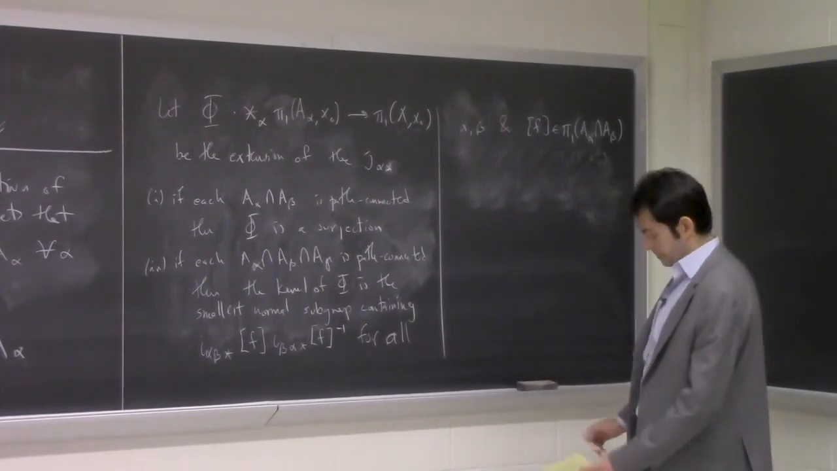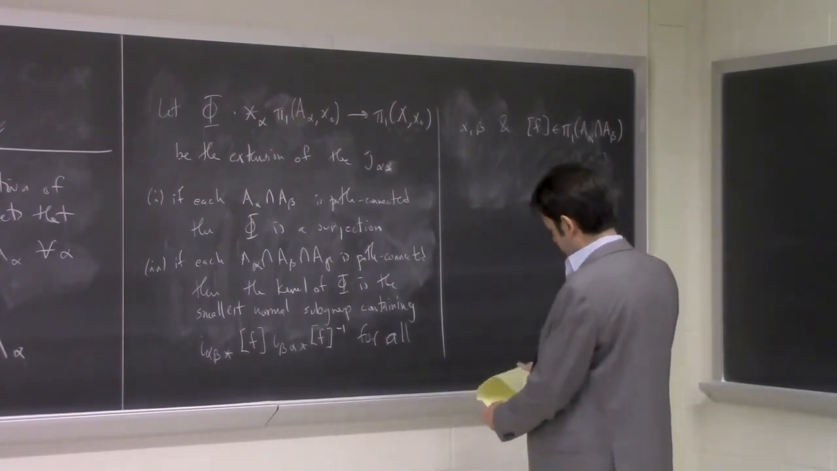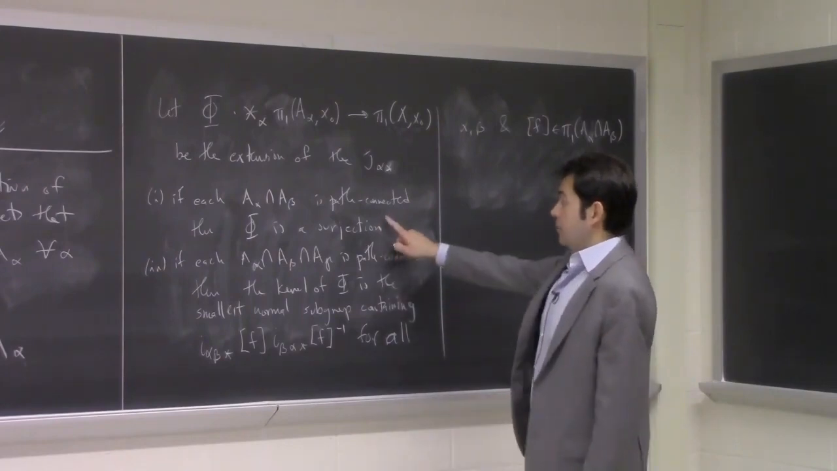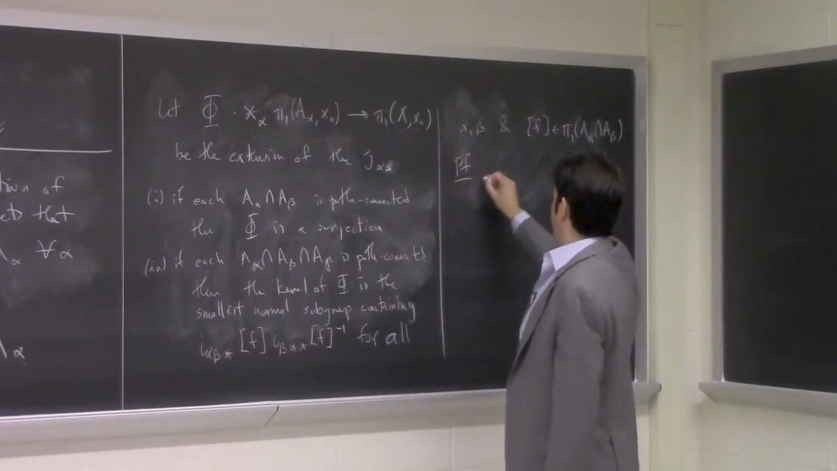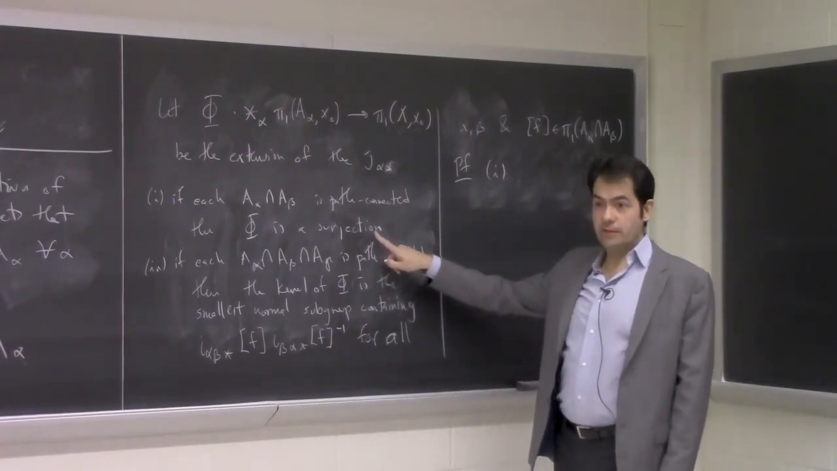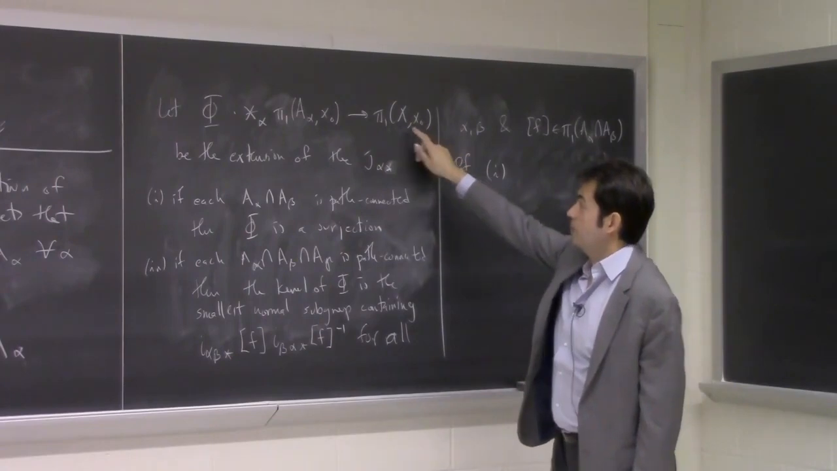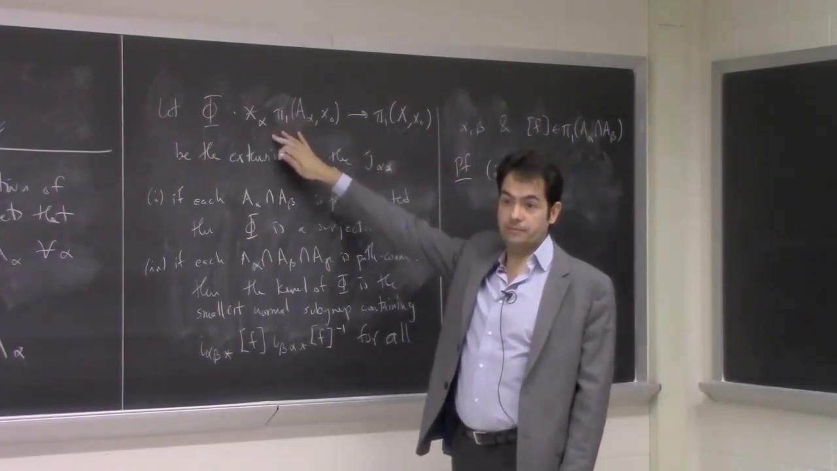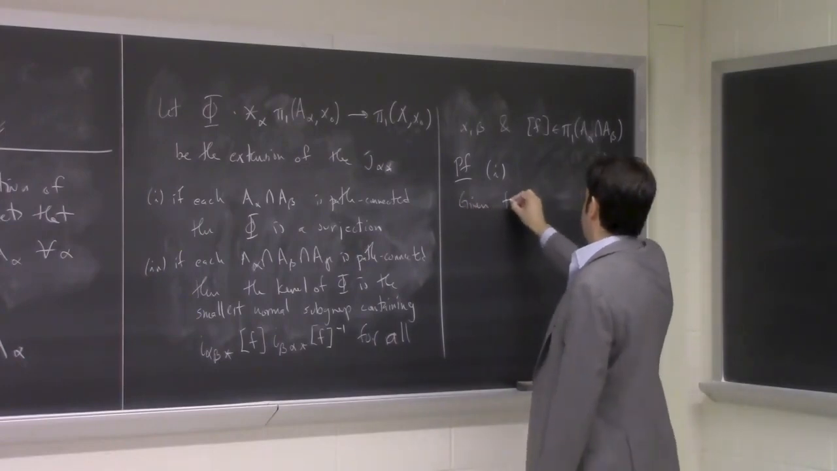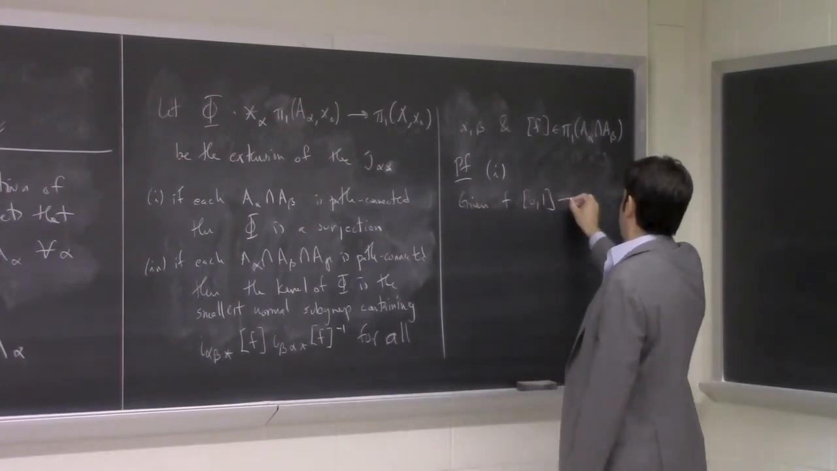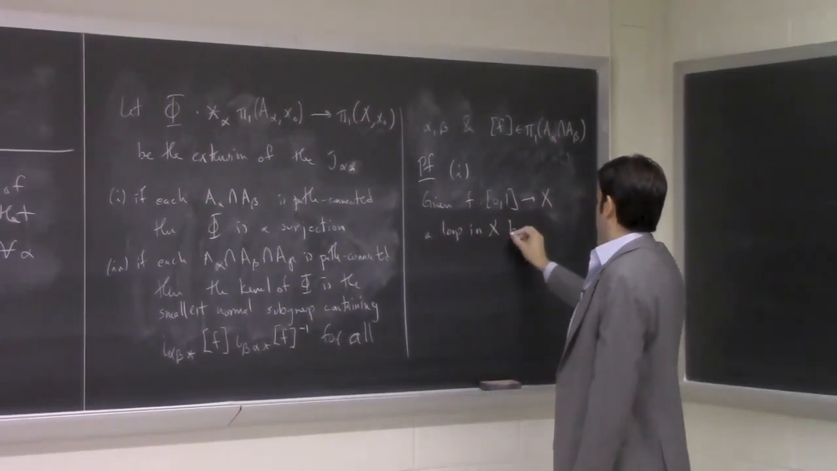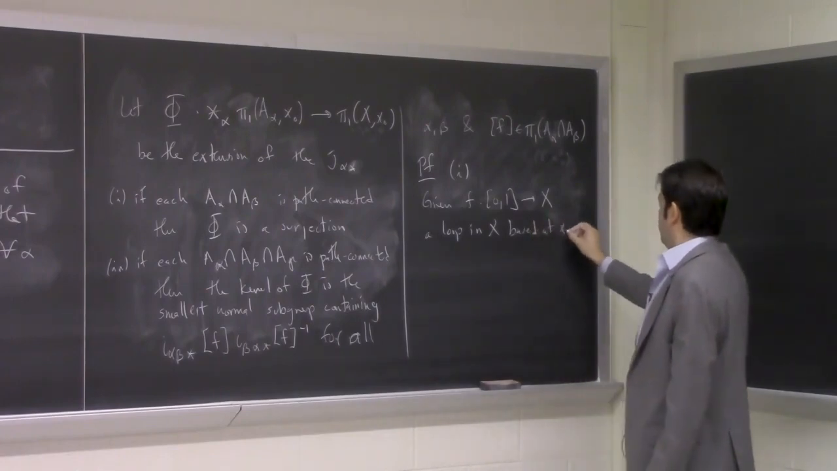Okay, great. Wonderful. So let's prove this, starting with part 1. So we want to show that phi is a surjection, right? So we want to take an element here, and we want to show that it came from somebody over here. Right? So given a loop in X based at x naught.